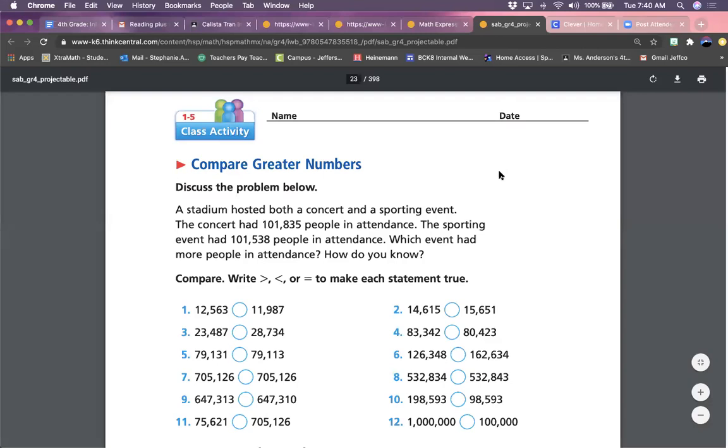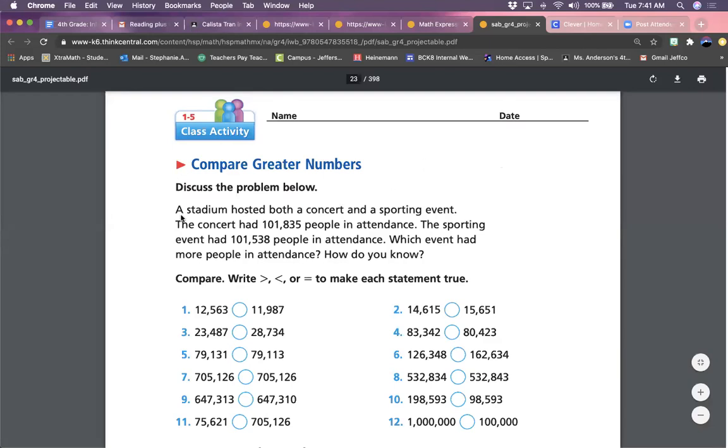So now we're going to look at a word problem asking us to compare two numbers. I always like to underline what is important. This helps me keep track of what I'm focused on. It helps me eliminate some of those extra fluffy words that I don't really need. So we're going to underline and circle some numbers that we need.